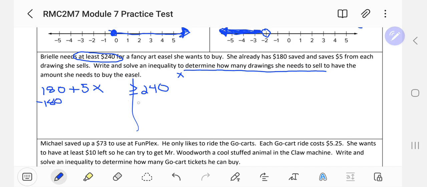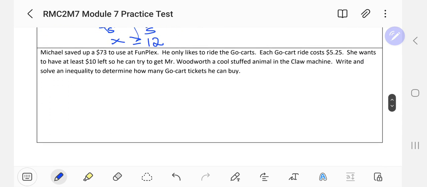Minus 180, minus 180. Bring down the 5X, bring down the inequality. Get 60, divide by 5, divide by 5. X is greater than or equal to 12. It doesn't say to interpret, but what does this mean? It means she must sell 12 or more paintings. All right, let's go on to the next one.